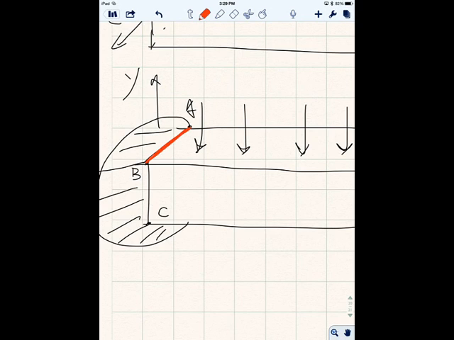Should be this line, maximum tensile stress, right? Because if we push it down, this top is trying to separate away from the wall, right? And let's say this is point D over here. So where is the maximum compressive stress at?